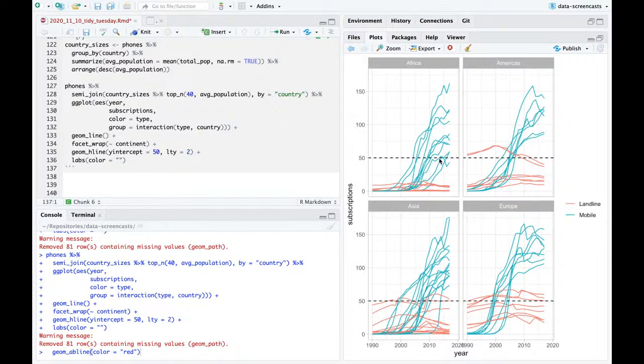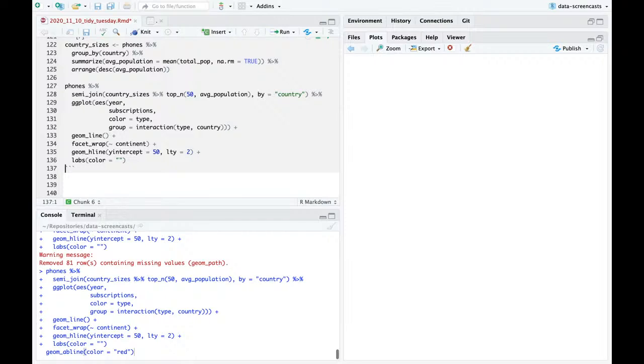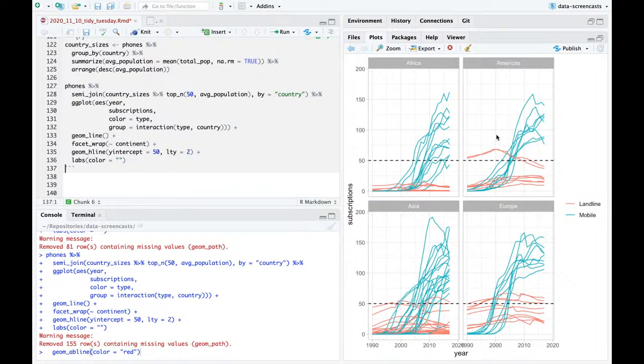It's rare, not impossible, that a country crosses 50 and drops back below. That could be a country going through economic challenges or something like that. But it's relatively rare, and it's interesting to say, when did a country cross 50%? In the Americas, for instance, among, let's say, the top 50 largest countries, a lot of them cross pretty close to each other. Africa has a lot of variation. Some countries crossed as early as 2000. Asia, pardon me, has a lot of variation. Some countries cross as early as 2000, some only around 2015.